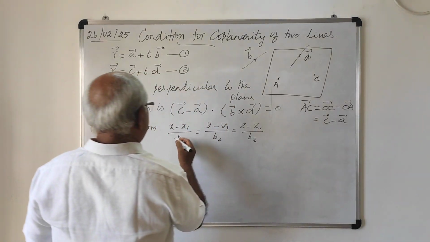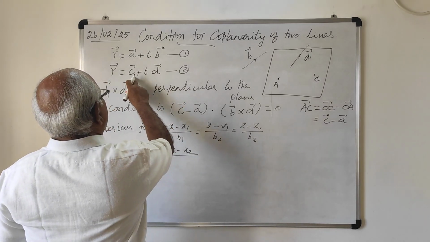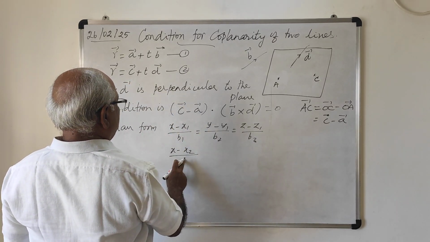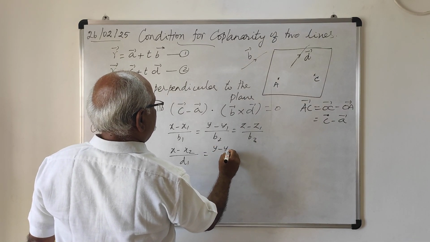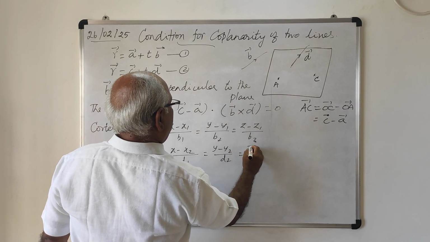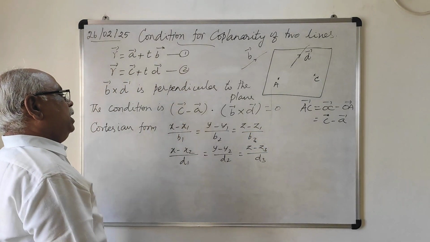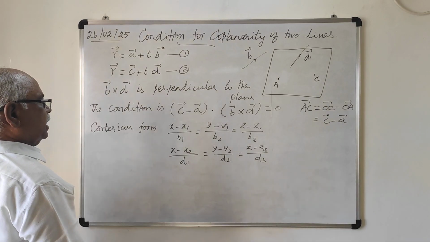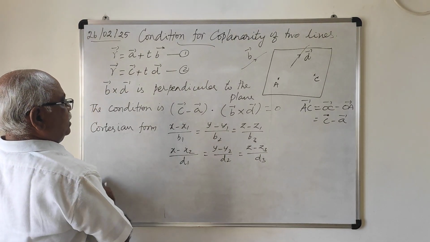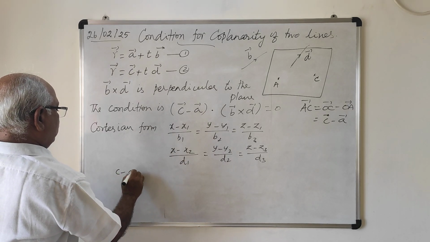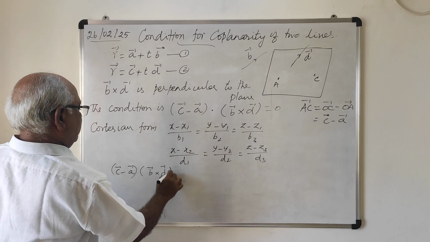And the second line is (x minus x2)/d1 = (y minus y2)/d2 = (z minus z2)/d3, where the C vector is (x2, y2, z2). These are the two lines given in Cartesian form. If these two lines are coplanar, the condition is (C minus A) dot (B cross D) equal to 0.